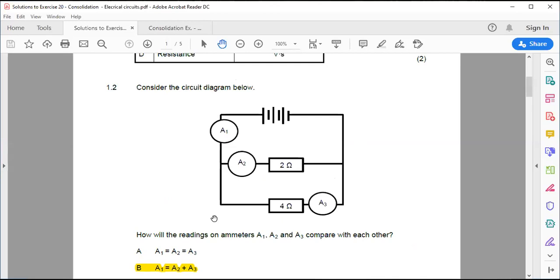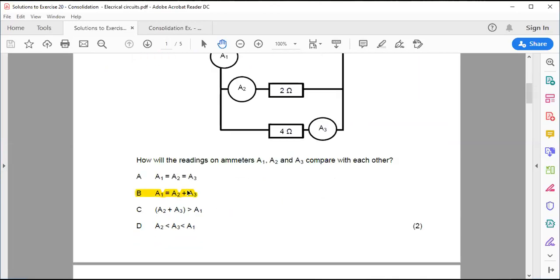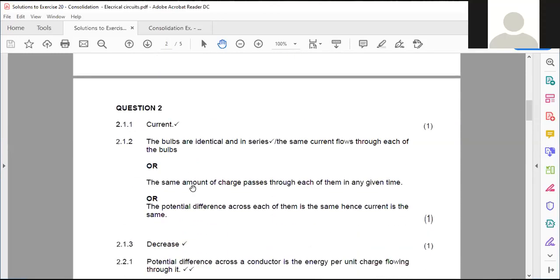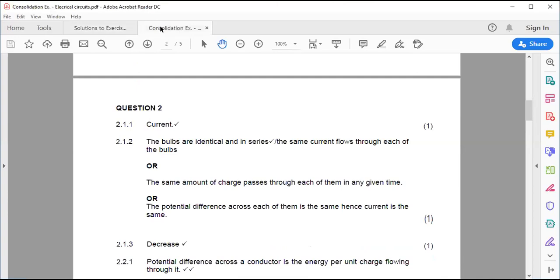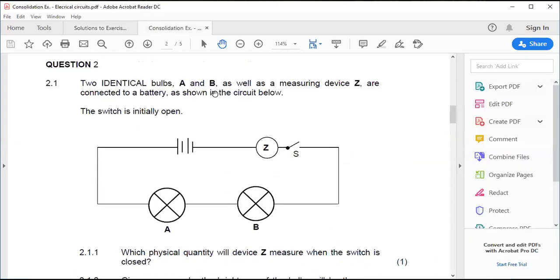There were only two multiple choice questions for electricity, so you get your 4 out of 4. Then we move on to question number 2. I'm going to be alternating between the question and the answers here. Where I need to calculate, I'll do the calculation.